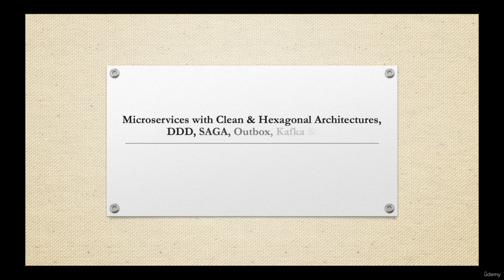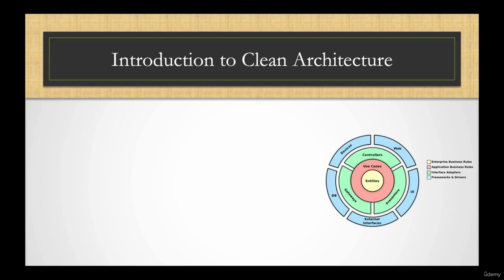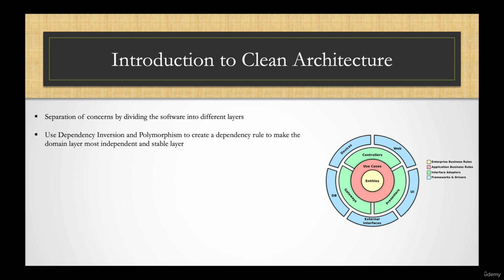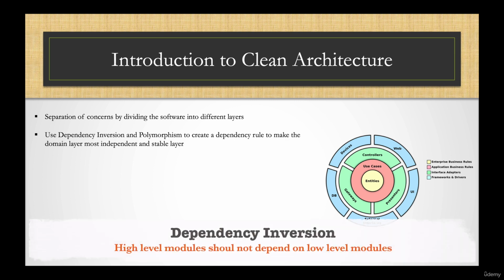Hi everyone. In this lecture, I will make an introduction to clean and hexagonal architectures. Basically, separating the layers and putting the domain layer at the center of the software will lead to a clean architecture. This can be achieved by creating a dependency rule that only allows dependencies to point inwards towards the domain layer. For this, we can use the dependency inversion principle and polymorphism to invert any dependency relation.